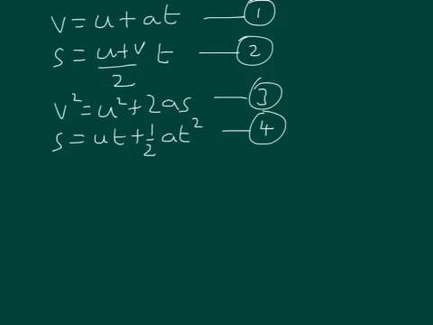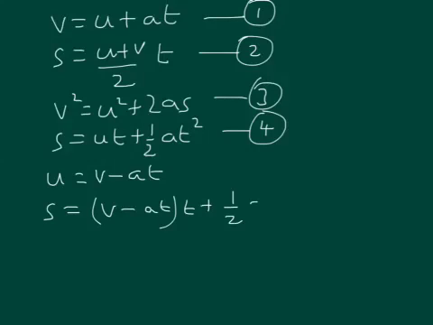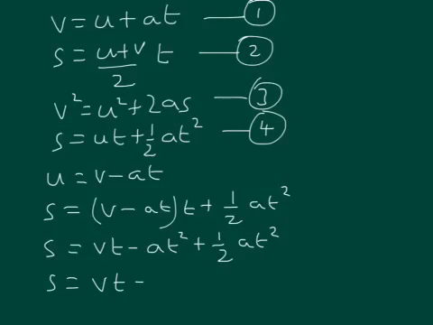Now let's take equation 1 and say that U equals V minus AT. And let's put that into equation 4. So S equals V minus AT times T plus 1/2 AT squared. So let's multiply it out. So S equals VT minus AT squared plus 1/2 AT squared. Minus a whole AT squared plus 1/2 AT squared is minus 1/2 AT squared. So S equals VT minus 1/2 AT squared, and that's our 5th equation.